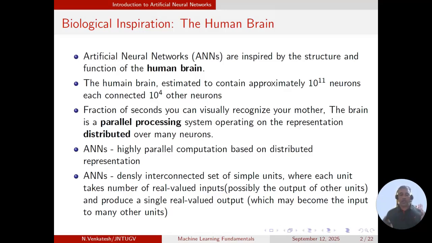So there are four key ideas that they have taken from the structure and function of a human brain. One is you need a simple processing unit, that is a neuron, and those neurons must be massively interconnected, and the information must be distributed, and the processing should be done in parallel. These are the four key ideas that they had taken from the biological neural network, and they had constructed an artificial neural network.